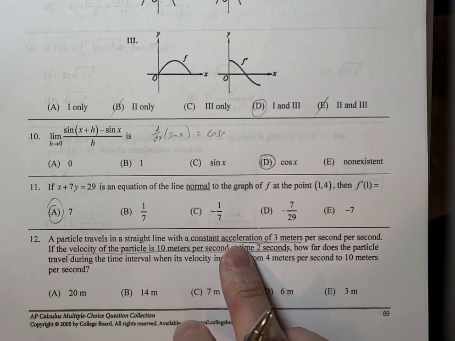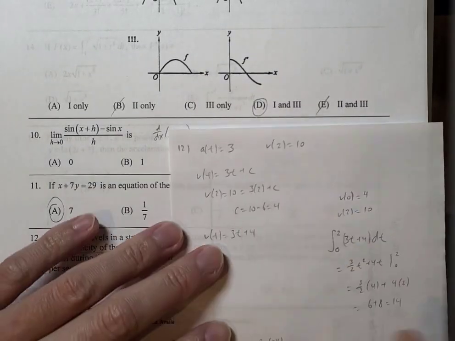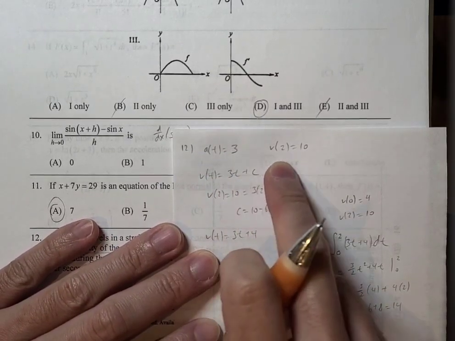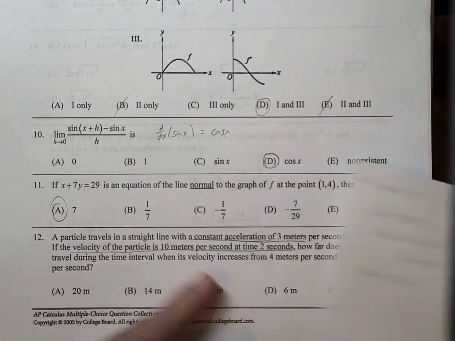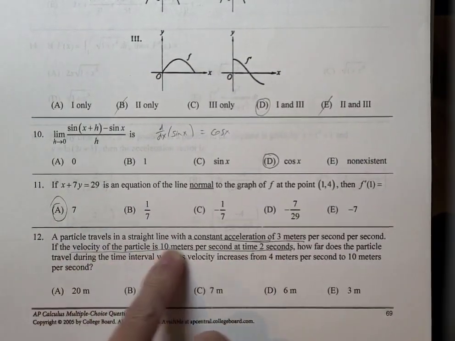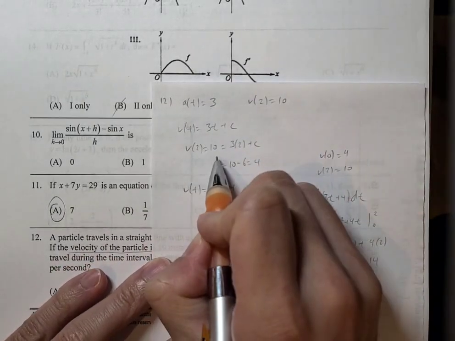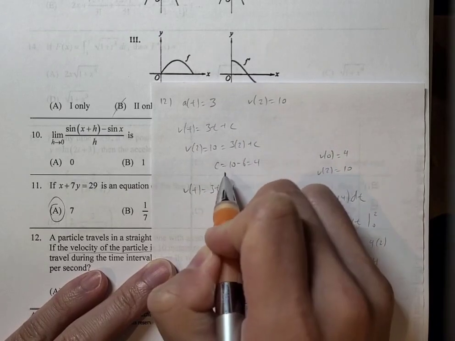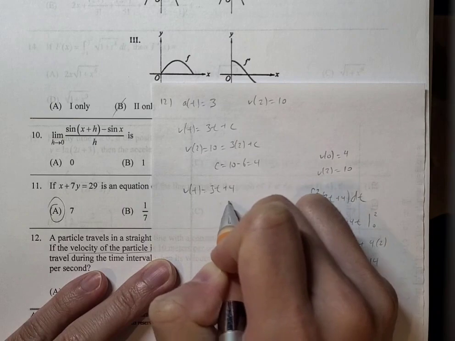Okay, so let's first find the velocity. Acceleration is 3, it's constant. Velocity is the integral, so it's 3t plus c. They give us v of 2 is 10. Okay, that's what this whole phrase over here was. So v of 2 is 10, which is 3 times 2, plug in t as 2, plus c. So c is 10 minus 6, which is 4. So v of t is 3t plus 4.